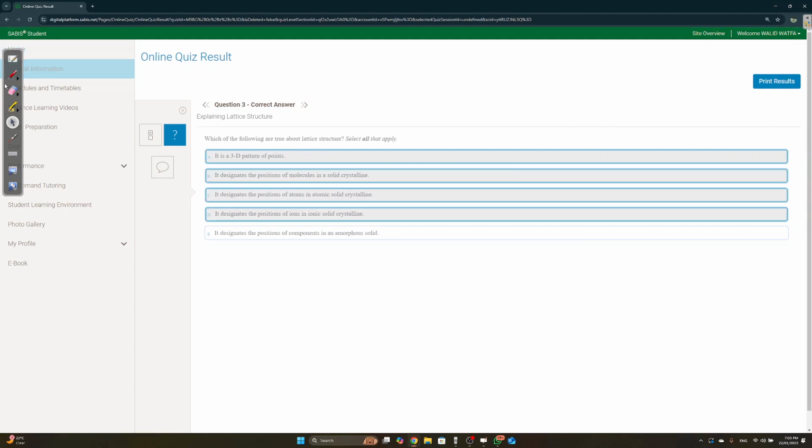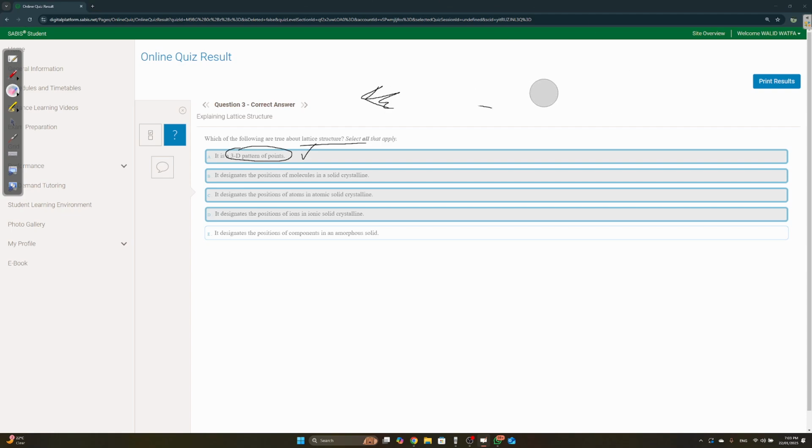Question 3. Which of the following is true about a lattice structure? Obviously, it's 3D, right? 3 dimensions, because you have 1, 2, it's a cube. You can think of it like this: over here, then you go up over here, and it goes like this, and it comes down over here. And these are connected. So you kind of get what I mean.